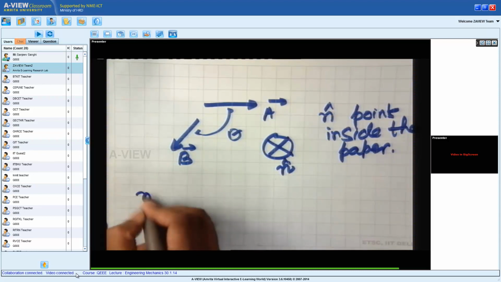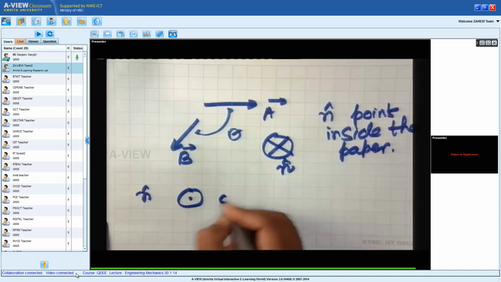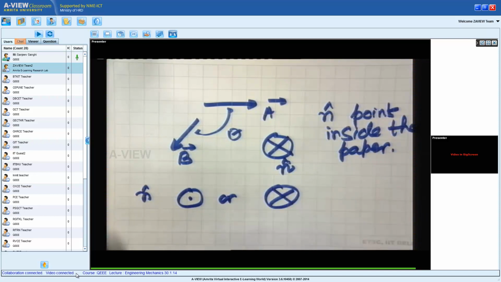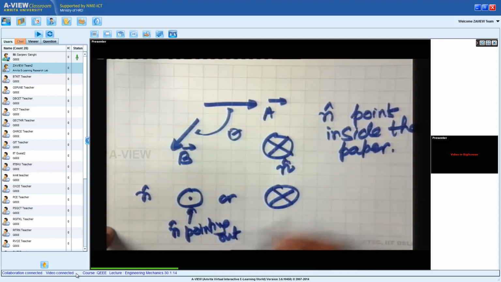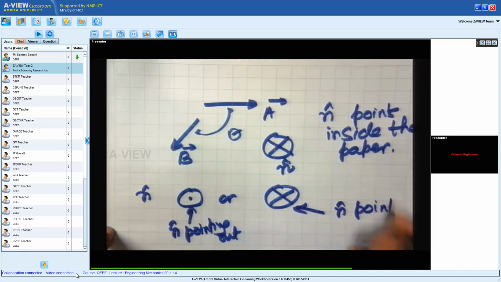So that means n we will show either like this or like this, and the first case shows n pointing out, and the second case shows n pointing in the paper.